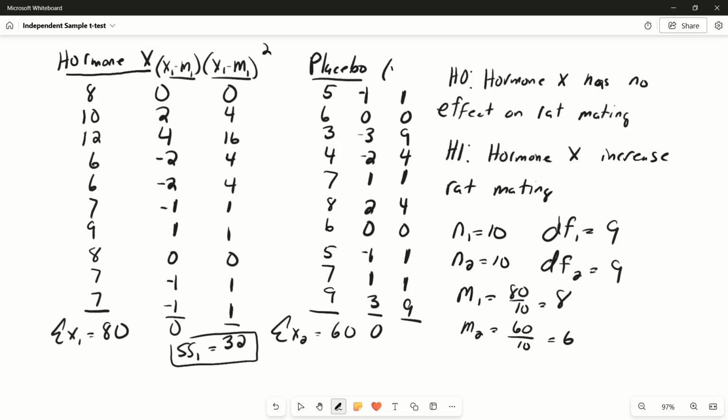So this is x2 minus mean 2 squared, the sum of the squared deviation scores: 10, 14, 15, 19, 20, 21, 30. That 30 is my second sum of squares. So my first sum of squares is 32, my second sum of squares is 30. And now we can plug it into our formula and calculate the pooled variance estimate.